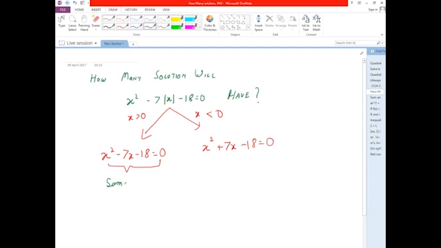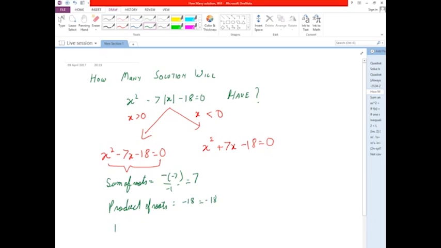So sum of roots for a quadratic equation is minus b by a. So that will here be minus of minus 7 by 1, which is equal to 7. Product of roots is c by a, which is minus 18 by 1, which is minus 18. So sum is 7, product is minus 18.